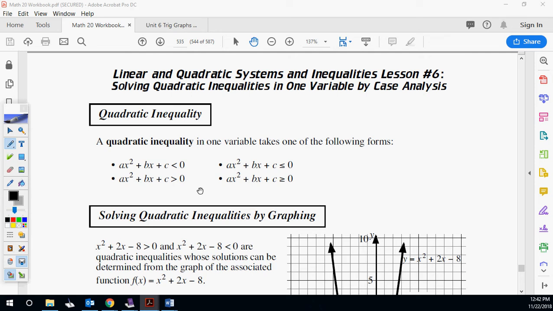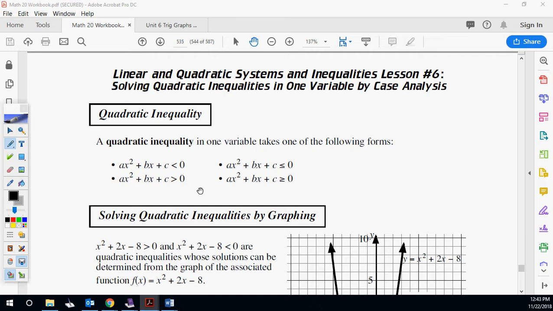Unit 6, lesson 6, case analysis. Essentially what we're doing here is breaking the graphs up into the positive pieces and the negative pieces. For example, if it says I want to know when x squared minus 2x plus 8 is less than 0, the focus is, less than 0 means what? Below. I want to know when this graph is negative. And then you write an inequality that tells when the graph is negative.